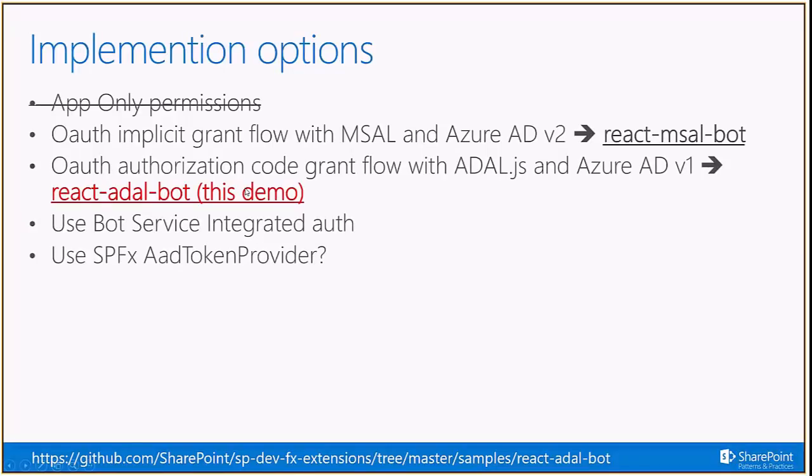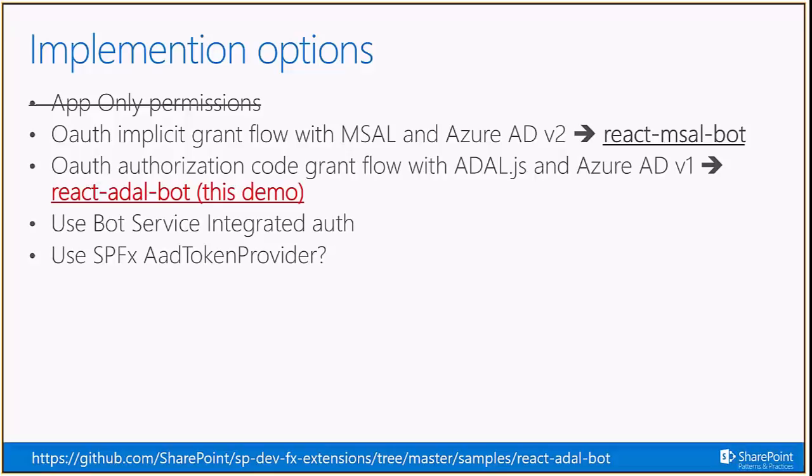So the first one is the easiest one, the app-only permissions. But in our case, it's not really the best option, because what you want is to act as the user, so you can really grant the permission to one app. So this is not really an option in our case. An option would be to use the implicit grant flow with Microsoft Authentication Library using the Azure AD v2 endpoint.